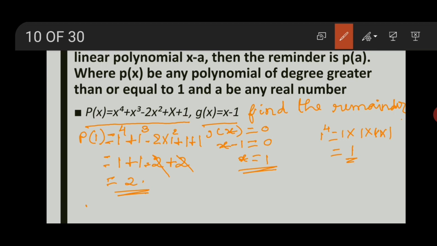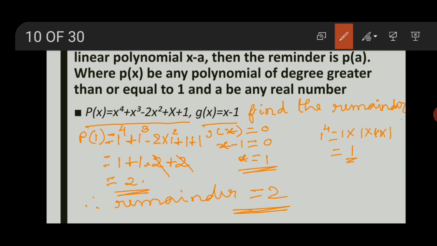So, p of 1 is the remainder. Therefore, remainder is equal to 2. See, without the actual long division method, we can also find the remainder using the remainder theorem. This is simple, no? Yes. How can we verify this? Whether it is correct or wrong? How can we check this?